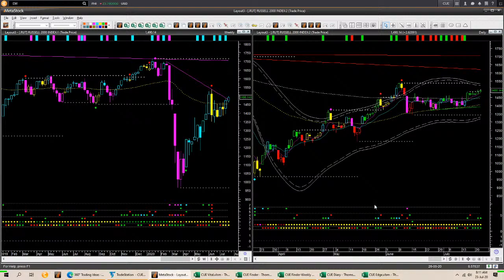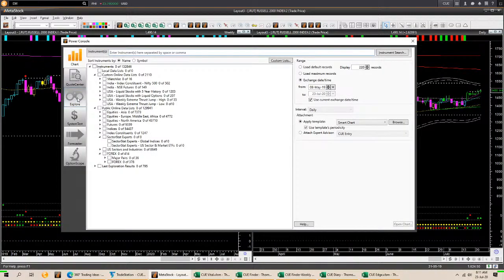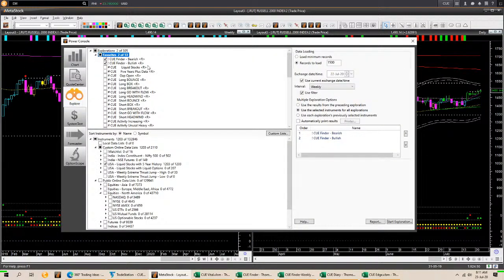Let's have a look at Q Finder. What is Q Finder? Q Finder are two explorer scan programs running on Metastock, Q Global. The bearish finder looks for all the possible Q bearish signals and the bullish finder looks for all the possible Q bullish signals, and I run it on a large list with at least 1000 shares, on the weekly as well as on the daily interval. Let's look at both of them.